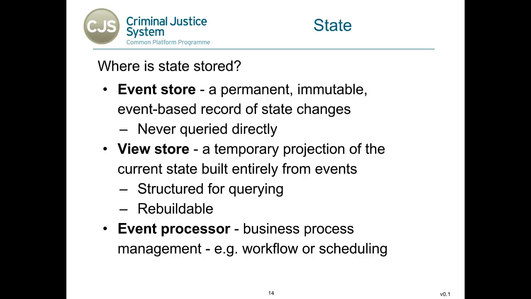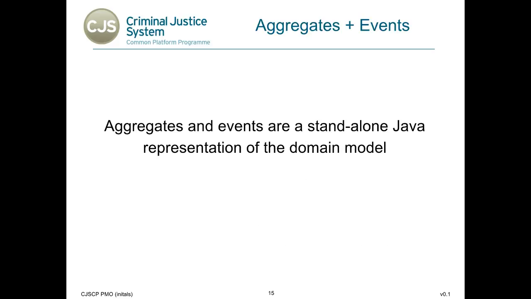And then the last place where state is stored is in the event processor, because that's where we manage business processes like workflows, and therefore that component needs to have a state of where it's got to in a particular business process. So if it needs, for example, to wait for two events to happen before something else can happen, then it needs to know that event one has happened, and as soon as event two comes in, that can trigger whatever needs to happen next.